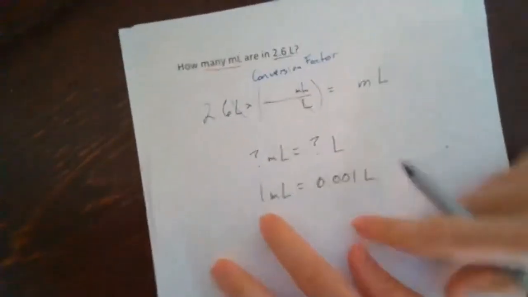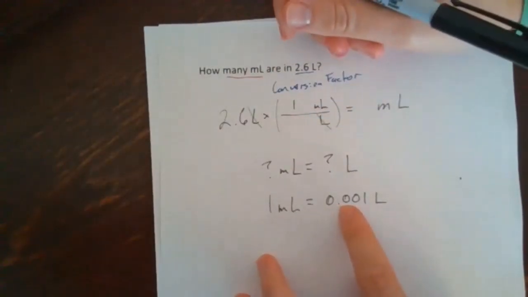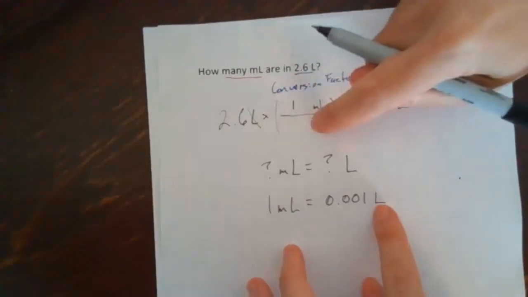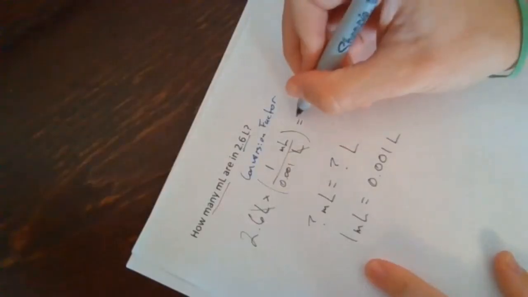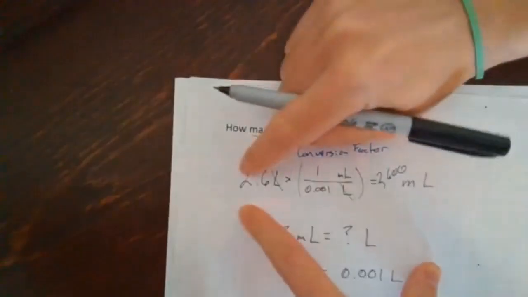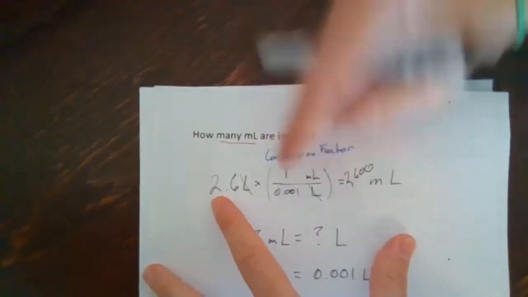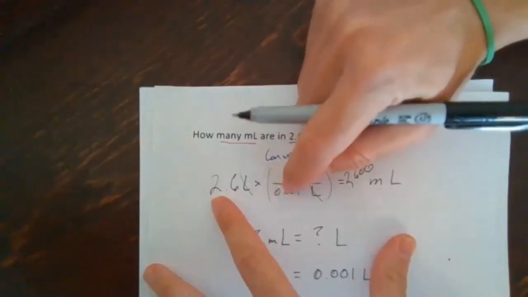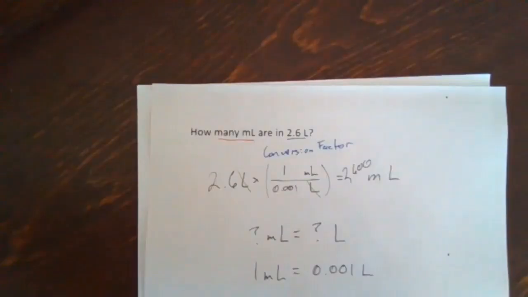So what I do is I take these numbers. The 1 that's next to the milliliter goes right there. The 0.001 liter stays next to the liter. Whatever this equivalence is, those numbers stay next to the respective units. And then I didn't give myself enough room, but that is 2,600. And how I get that number is I take the 2.6, I multiply by the 1, so that gives me 2.6, and then I divide that by the 0.001 liters, giving me 2,600 milliliters.